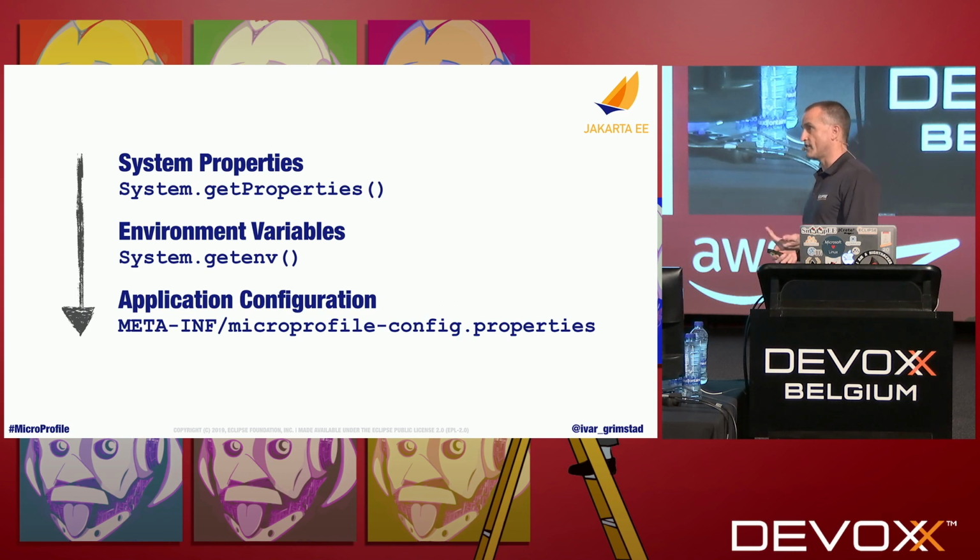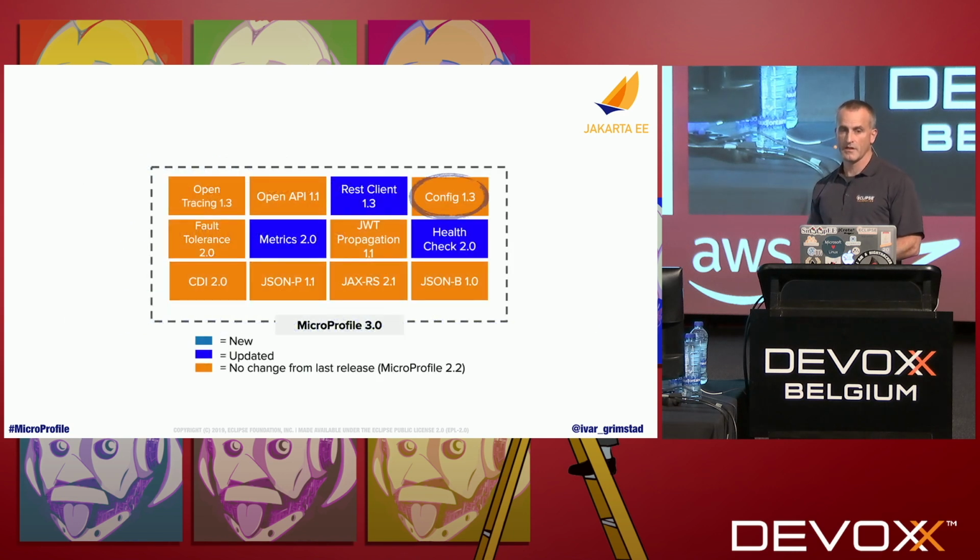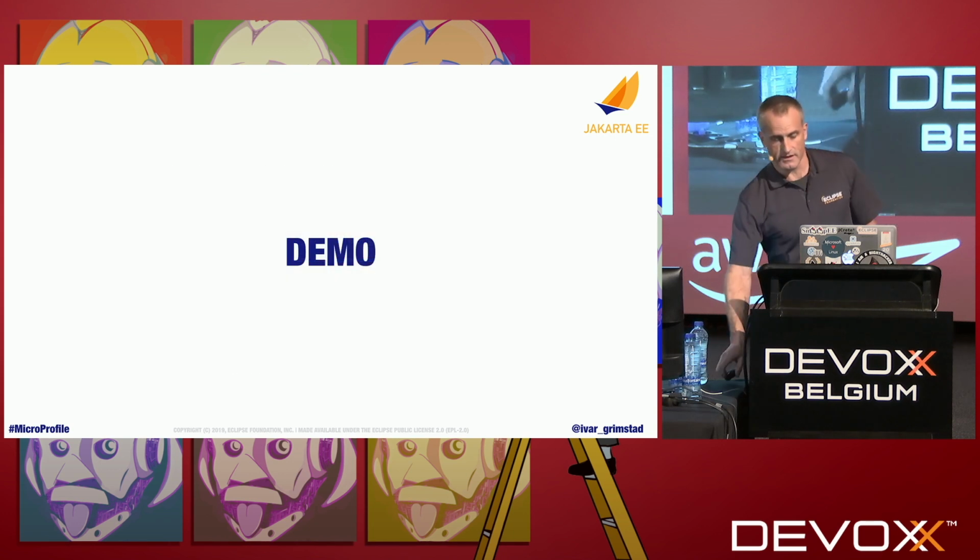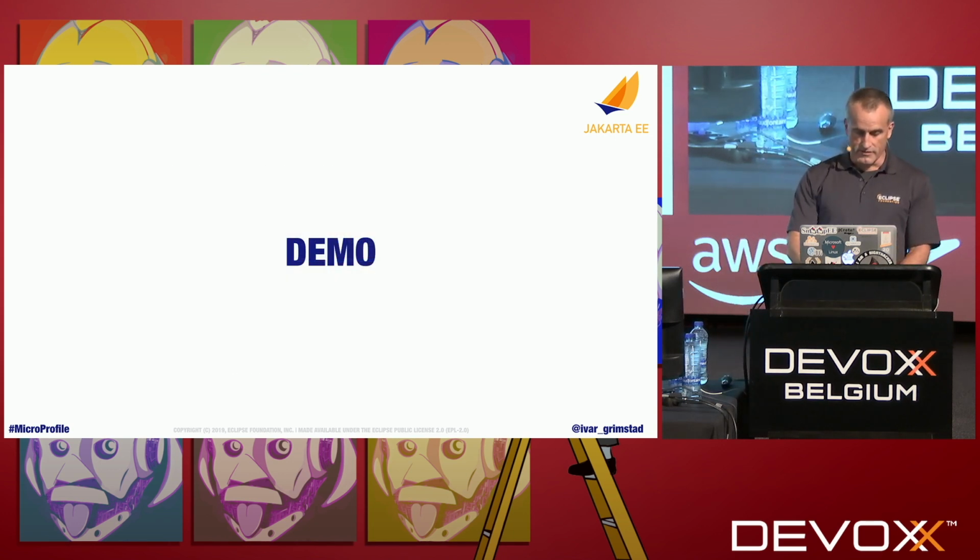And of course, you can create your own configuration sources as well. So if you're having your password, for example, in some secure storage location, you can write your own configuration source that just picks them up there and injects them into the application without having to expose the passwords. And the externalized configuration for MicroProfile is implemented by the Config specification. So let's go into a demo and show how this works.